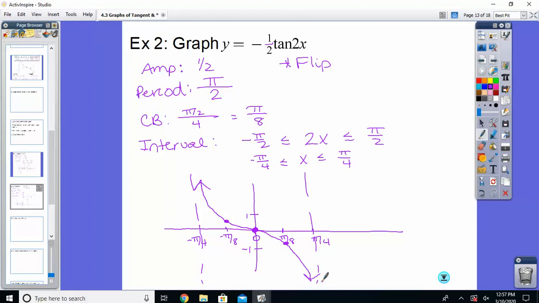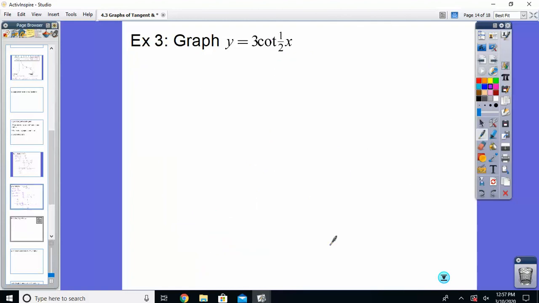So far, so good? We'll do a few more, make sure we've got it. Say I gave you 3 cotangent of 1/2 x.